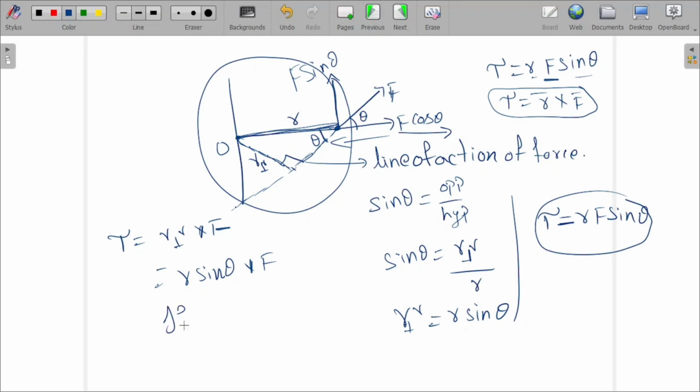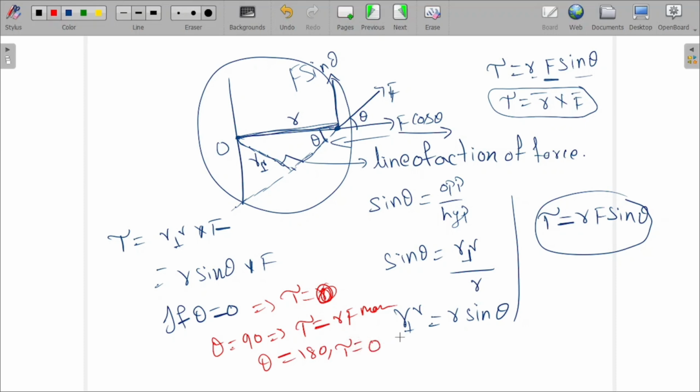If theta is 0, torque will be 0, since RF sin 0 is 0. If theta is 90, torque will be RF, which is the maximum. If theta equals 180, then torque will be 0 again. So at 0 it is 0, at 90 it is maximum, and at 180 also it is 0. Okay, clear? This is about simple torque.